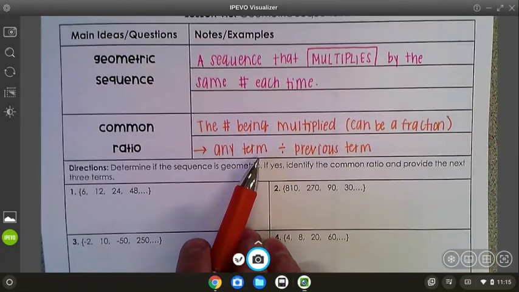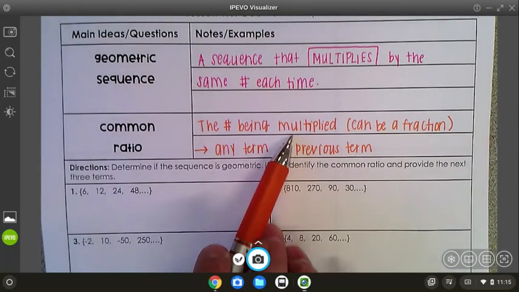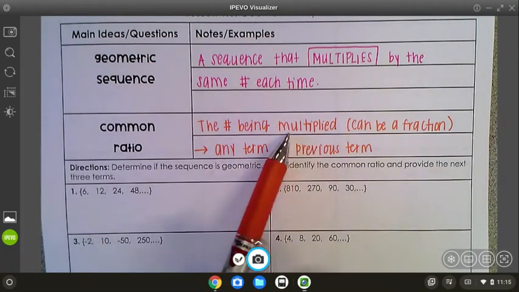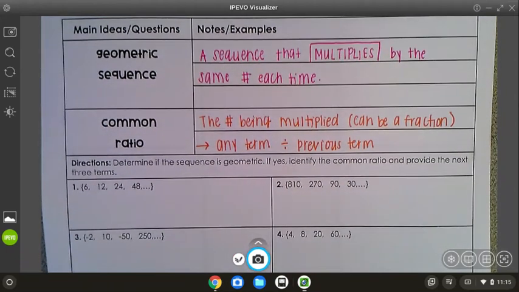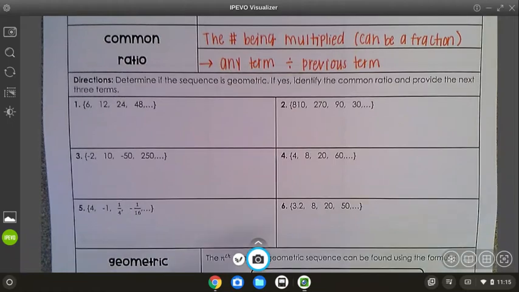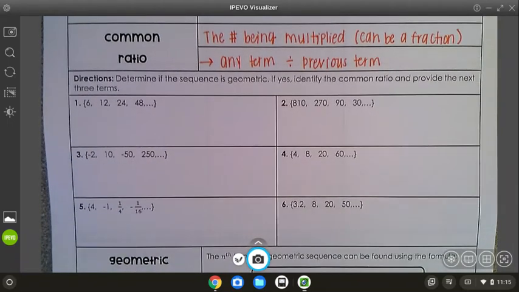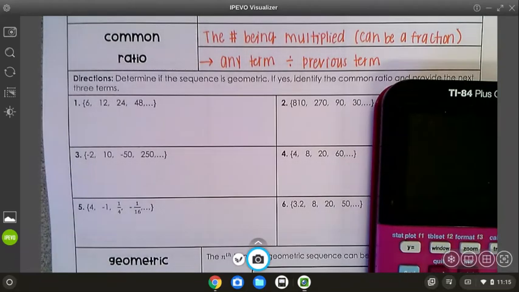So any term, now in an arithmetic sequence, we subtracted. In a geometric, we're going to divide. So just like before, when we're checking to see if it's geometric, we need to check all of the numbers. Okay. So let's start with number 1.